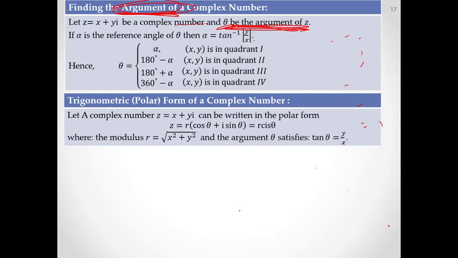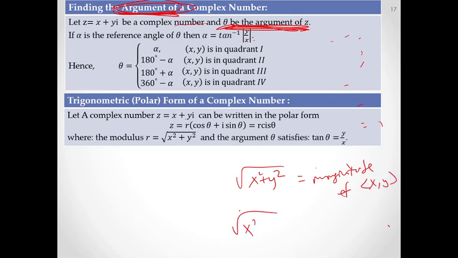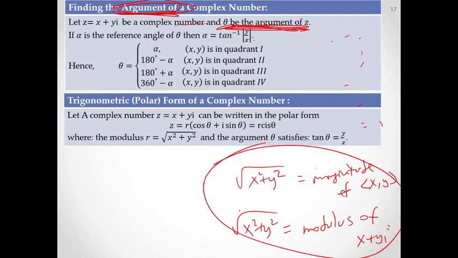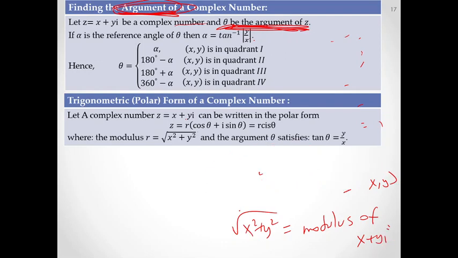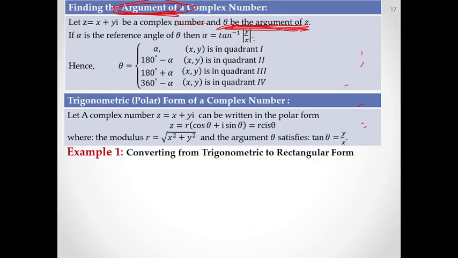As you see, this x squared plus y squared is the magnitude of the vector xy. But here, x squared plus y squared, we say the modulus of x plus yi. So they're all the same, but under different names. Mathematically they mean the same thing.